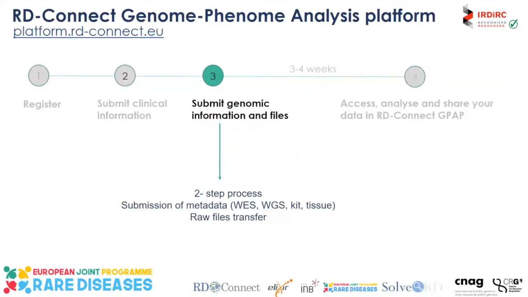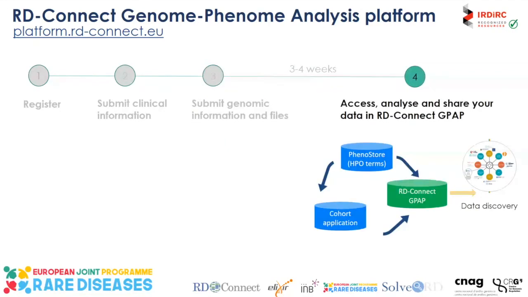Once the patient information is in the system, you will then need to submit the corresponding genomic data. For that, there is a two-step process. One is to give us the metadata of your experiment, for example, if it's an exome or a genome, the kit that you have used, etc. And you will then send us the files, the FASTQ files, as Sergio was saying, or in some cases we can also accept raw BAM files, that you send to our server, and then we will process the data through the analysis pipeline.